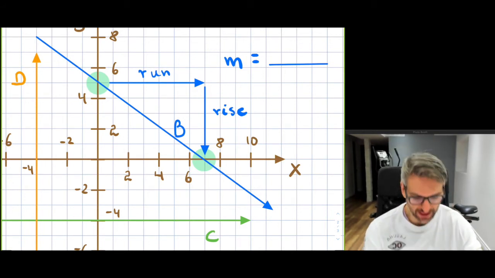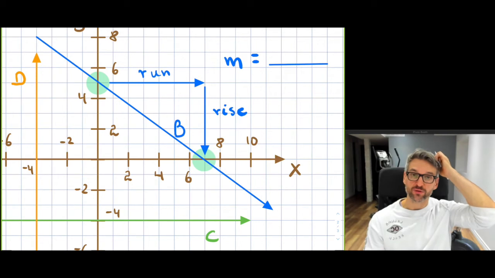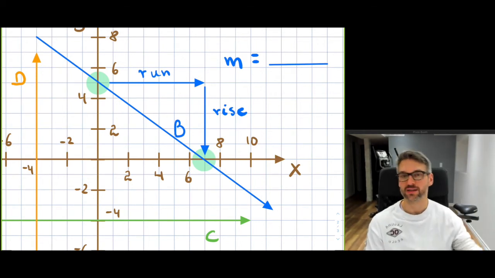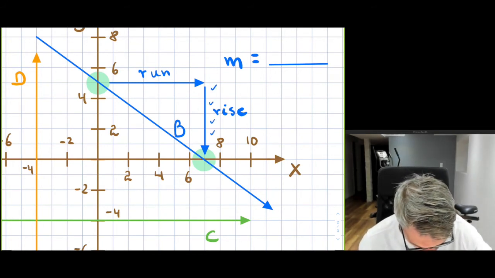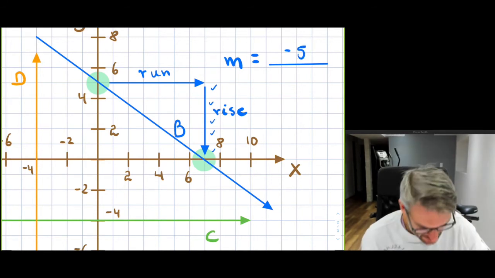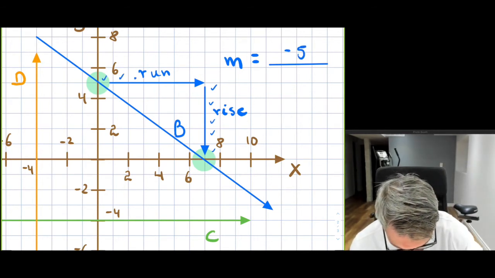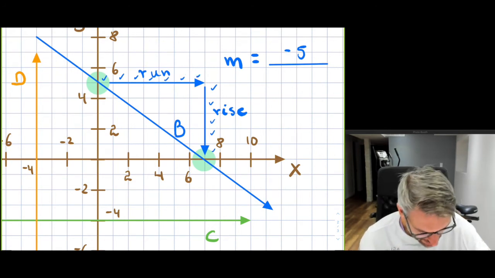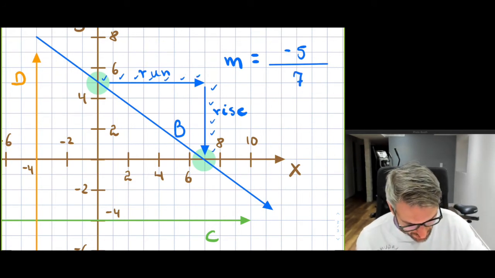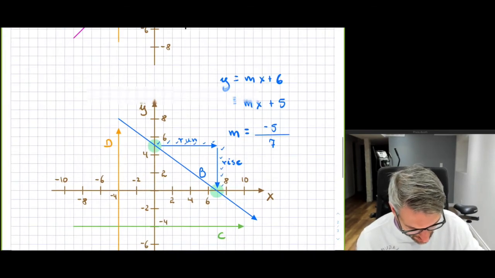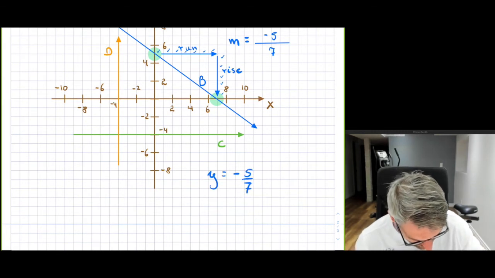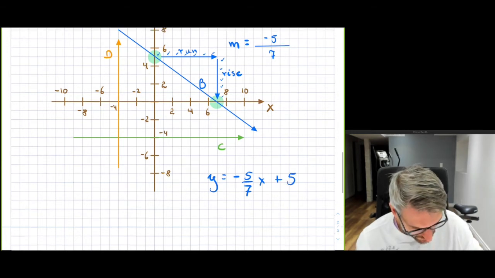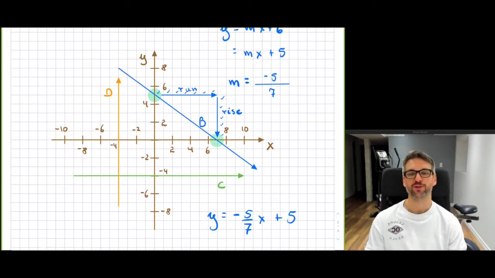So my rise, in this case, it's coming down, so it is negative, and we know that it would be negative because our slope is sloping in this direction, and that would be 1, 2, 3, 4, 5. So this would be negative 5 as it's coming down, and then it's running for 1, 2, 3, 4, 5, 6, 7. Okay, so that would be 7. So my overall equation now turns out to be y is equal to negative 5 over 7 x plus 5, and that would be it for your line B, in this example.